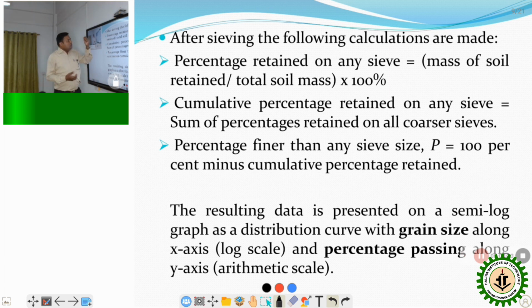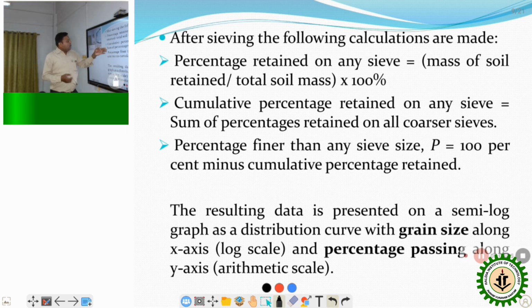First, we have to find out the percentage retained. Already we have determined the mass retained on each sieve. Then we have to calculate the percent retained of soil mass on each sieve. That can be calculated by the mass of soil retained on each sieve divided by the total mass of soil taken for the sieve analysis, multiplied by 100%.